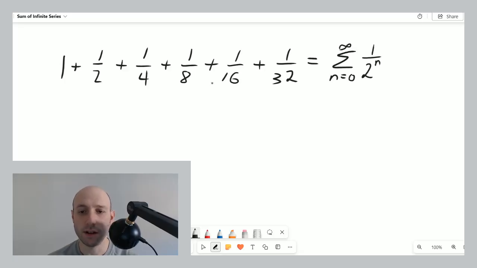Well, this infinite sum, it continues forever, it actually adds up to 2. Okay, so this actually adds up to 2. It does not add up to infinity, even though you're always adding a positive number forever and ever. And there's a few ways we can illustrate this.